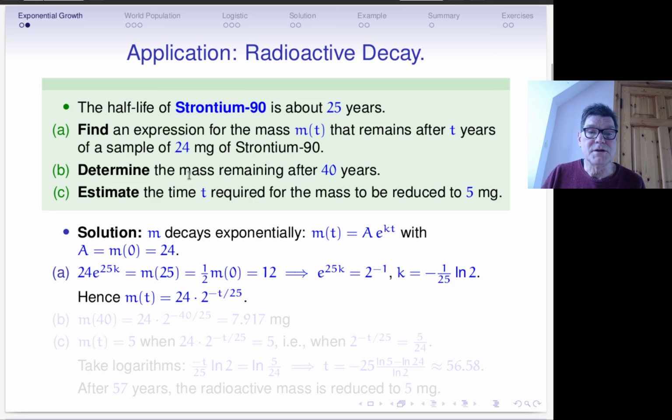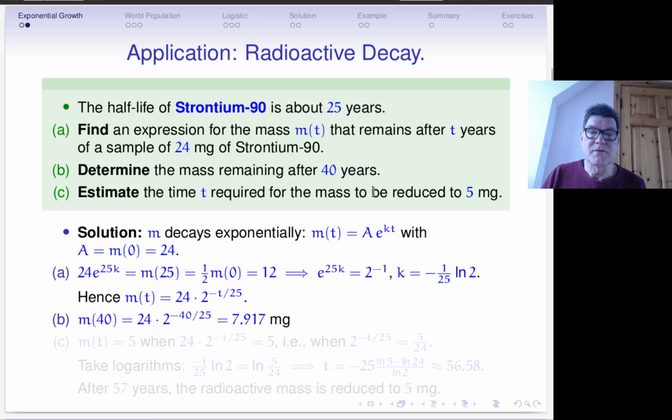Now we can determine the mass remaining after 40 years by substituting 40 for t in this general formula. And we find that m of 40 is 24 times 2 to the minus 40 over 25, which, when you put this into your pocket calculator, comes out as 7.917 milligrams approximately.